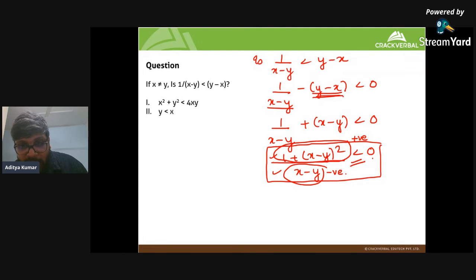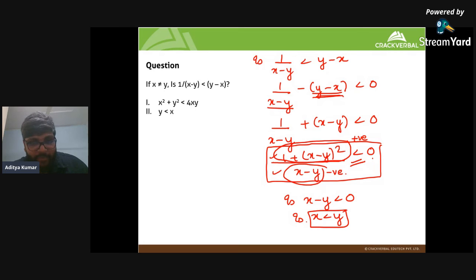So what is the question? What is the hidden information that the question is actually asking me to find? Is x minus y less than 0? Or basically, is x less than y is the question. This is what the simplified question is. Right?